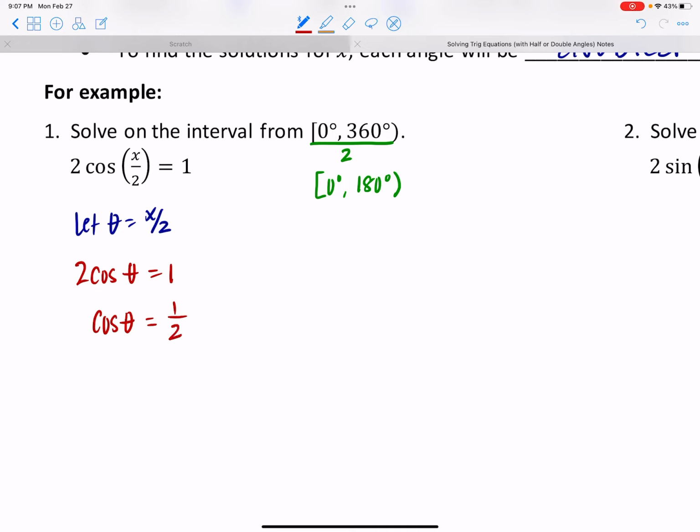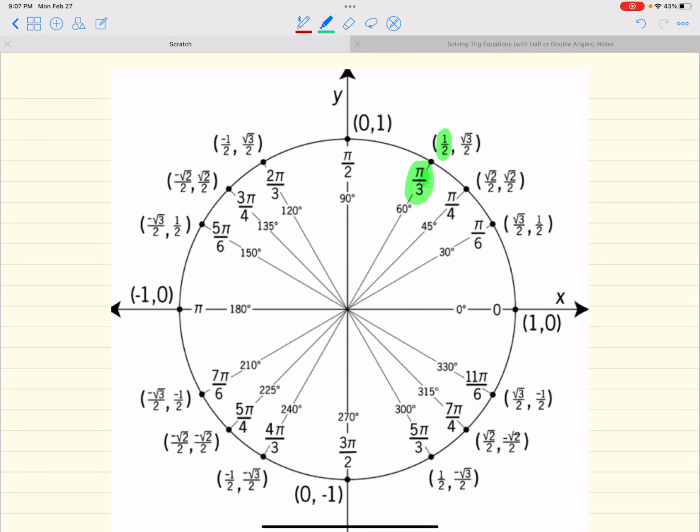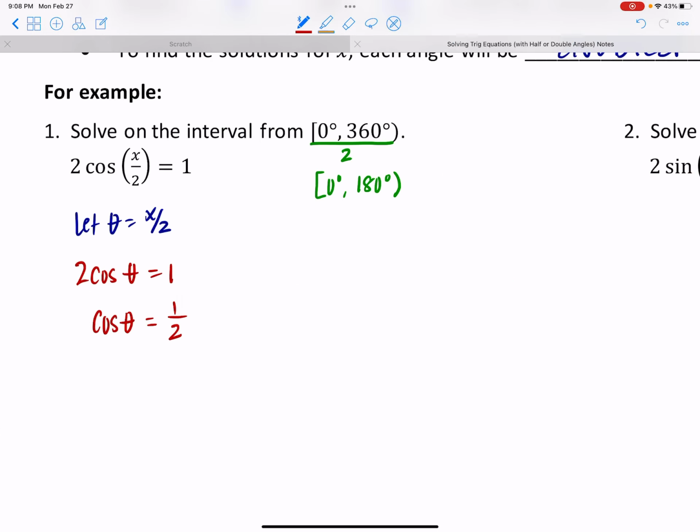and I can go to my unit circle. Okay, my unit circle is going to show me exactly where I have a cosine value of 1/2. Now remember, I'm only looking from 0 to 180 degrees. So here, in that window, that's where I'm going to have half of my cycle. I have cosine equal to a positive 1/2 at pi over 3. That's the only angle we're looking at, or we're in degrees, so let's say 60 degrees. Okay, so back here, that's the only answer I'm looking for theta.